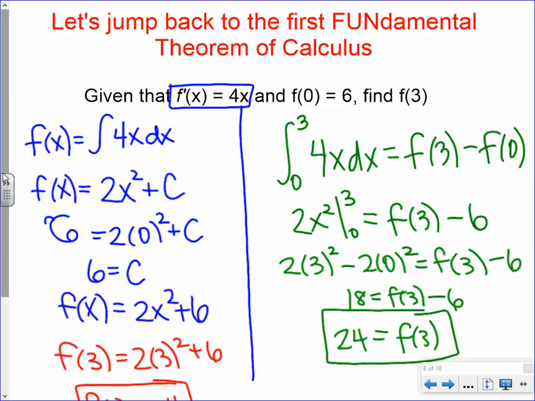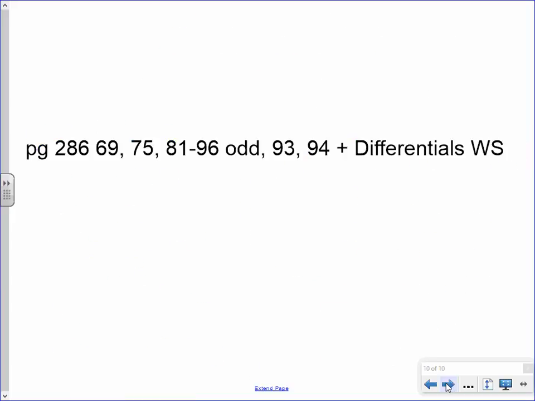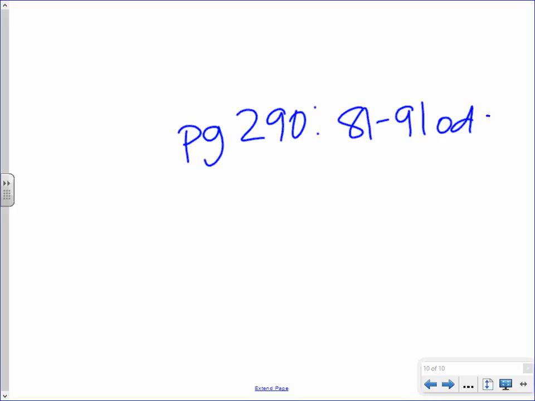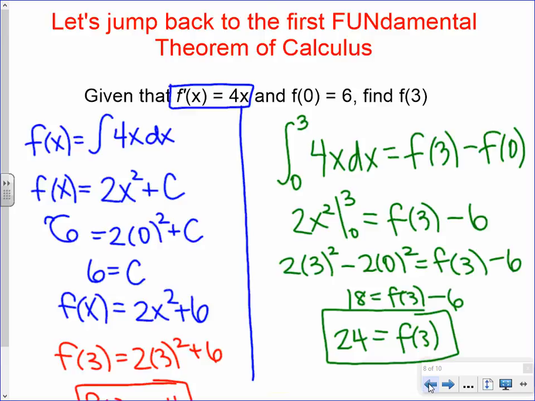Okay, so on the back, page 290, 81 to 91 odd. So maybe you want to do those first. Maybe you want to do the worksheet ones first. If you look on the worksheet, 1 through 4, you're just finding f of x. But 5 through 7 on the worksheet look like what we just did up here.